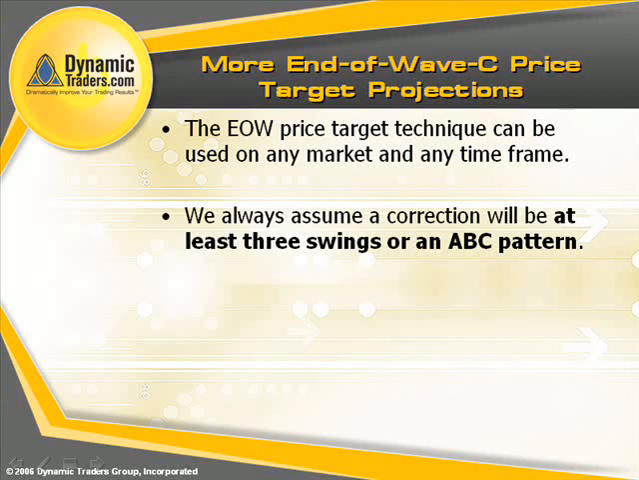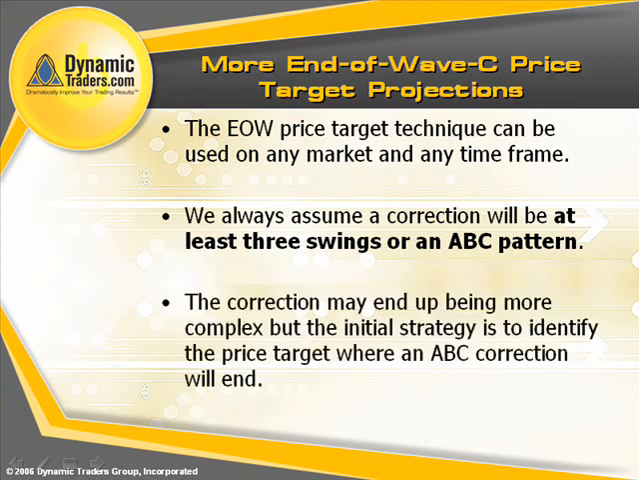We trade on certain assumptions, and in this particular approach, we always assume a correction will be at least 3 swings or an ABC pattern. Now, the correction may end up being more complex than that, but the initial strategy is to identify the price target where an ABC correction will end. All right, let's take a look at some more examples.